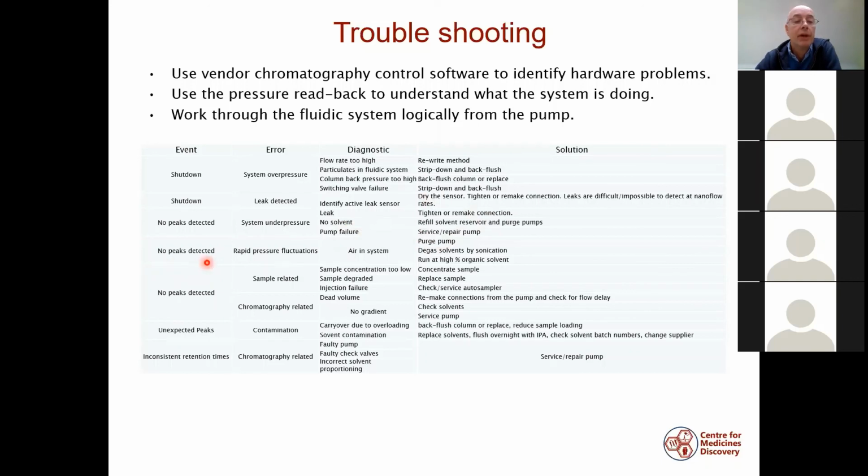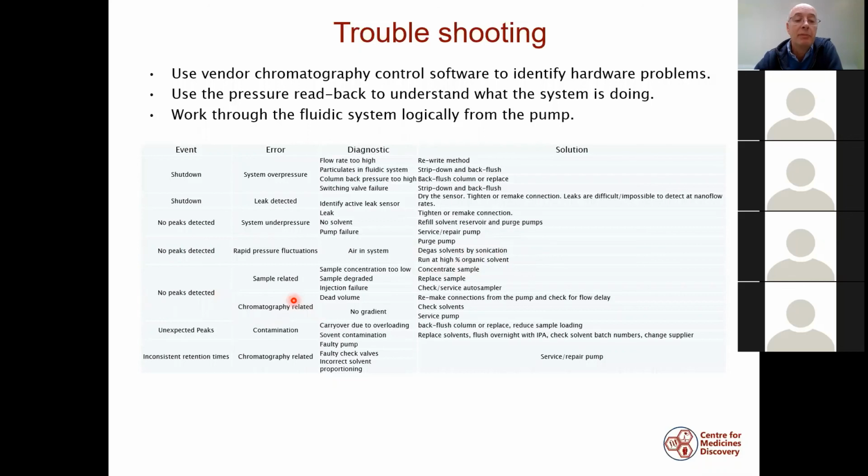Sometimes if you have no peaks detected, you get rapid pressure fluctuations. So I said you should monitor the pressure. If you see the pressure is bouncing up and down and up and down, usually the reason for that is because there is air in the system. So you can degas the solvents. Could be your degasser is not working, or you haven't purged the system properly. You can degas the solvents by sonication. You can also get air out of the system by running it at high organic solvent concentration.